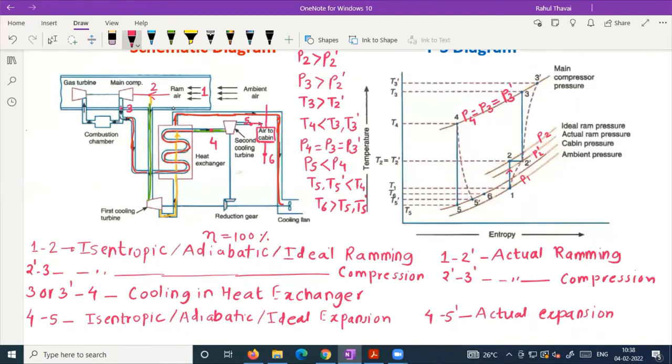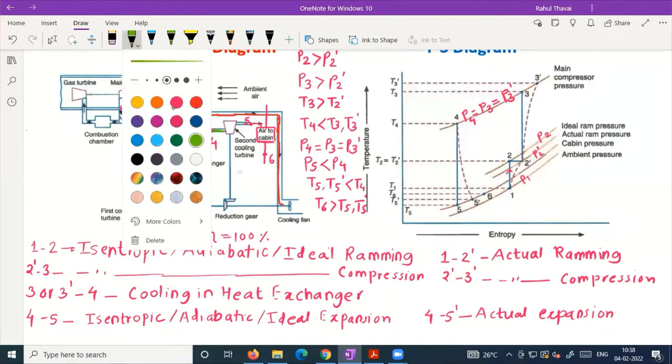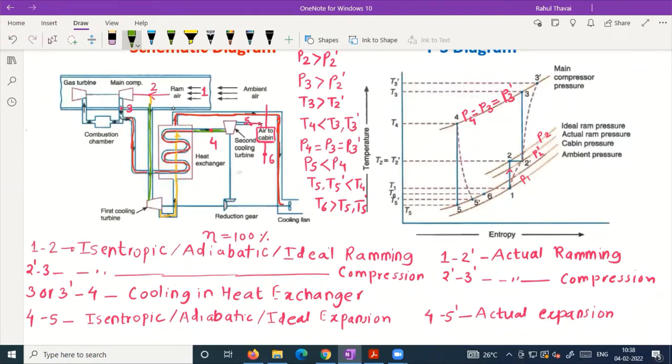If you want, I'll also mention here where we are getting a refrigerating effect. We are getting a refrigerating effect here. Here we are getting a cooling effect, right? Is that okay, all of you? Is it okay with this diagram? Is there any doubt you are facing?